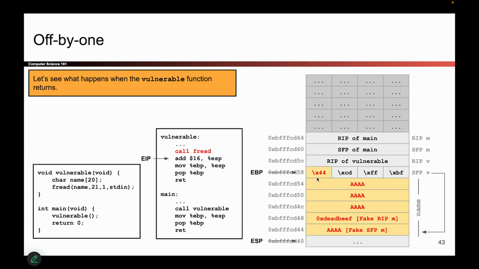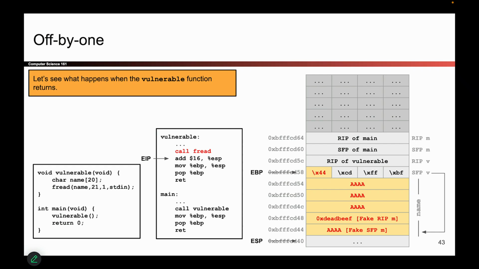But because we overwrote one of the bytes, if you follow this address, you now land down here. And the program thinks this is an SFP. It's not really an SFP, but the program thinks it is. And if you look far above that, the program thinks that's an RIP. That's the first big idea to understand why this exploit works.